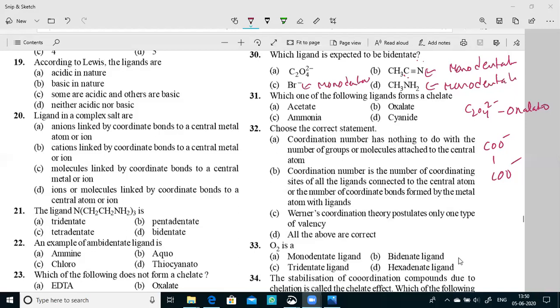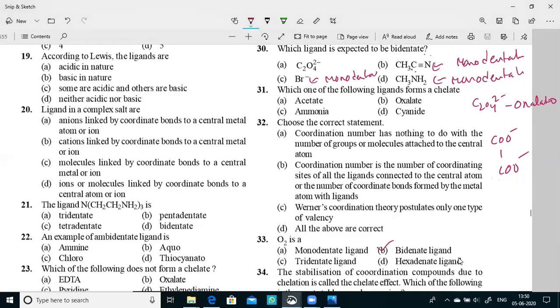Next, O2 is a monodentate ligand. What about the 33rd question? O2, which dentate of ligand does it come under? It is a bidentate ligand.